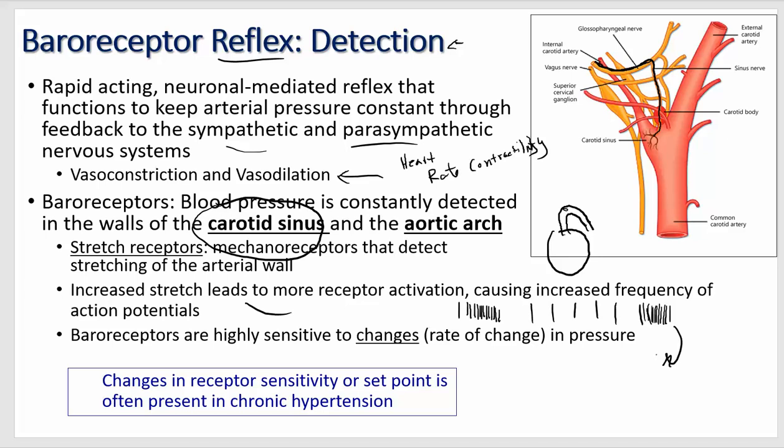Okay. So I have a note here that changes in receptor sensitivity, or set point, are often present in people with chronic hypertension. So, here is this whole baroreceptor reflex that's supposed to be controlling blood pressure, and then you have people with blood pressures in the 180s systolic. So obviously its set point is wrong, or the sensitivity is wrong. Something is telling the body that it's okay.